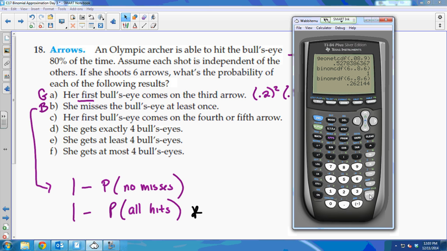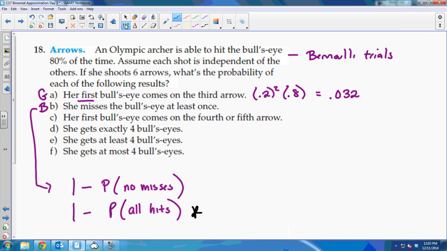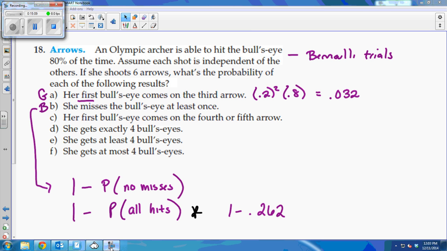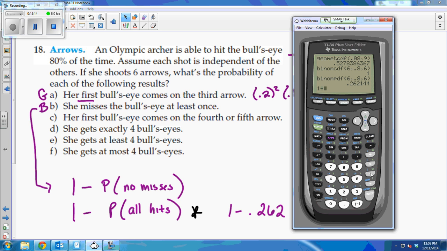So 0.262. Then 1 minus 0.262. If you did no misses, you subtract that from 1. If you did no misses and used PDF, you would do 6 trials. What's the probability of missing? 0.2, and she's going to miss 0 times. You should get the same number, 0.262.